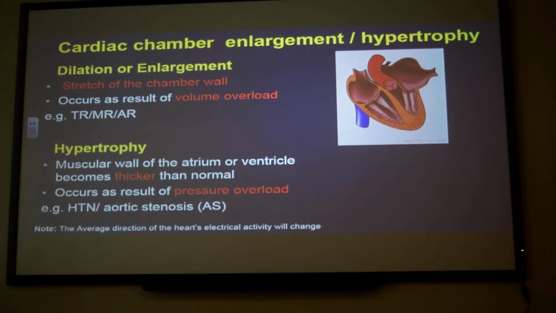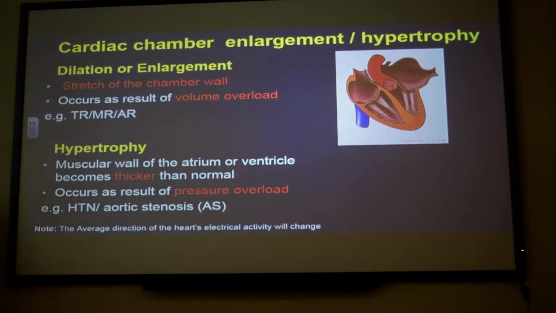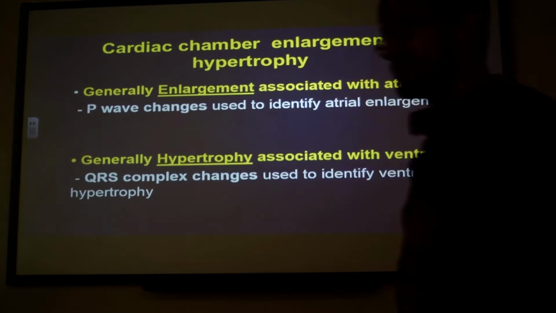And in hypertrophy, it is increased wall thickness. It becomes thicker than normal, and usually it is a response to pressure overload. So, for example, if a patient has aortic stenosis, what will happen to the left ventricle? It will hypertrophy with time. A patient with hypertension, the same thing, because it has to contract against pressure. With time, the wall thickness will increase, so we will have hypertrophy.